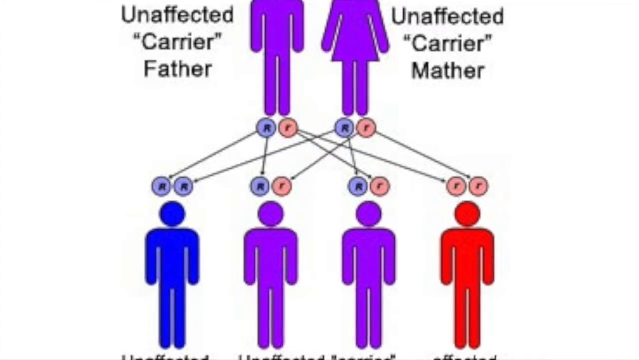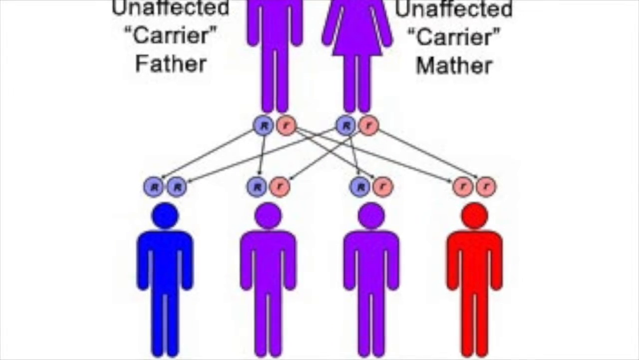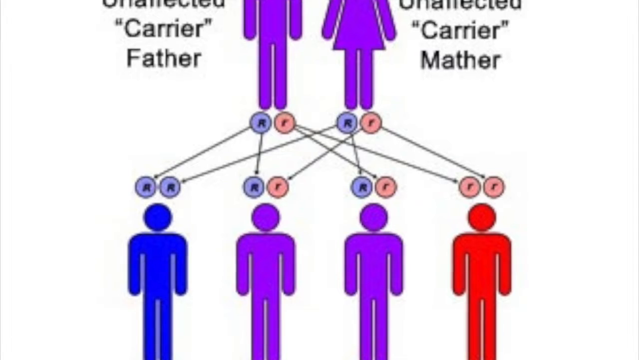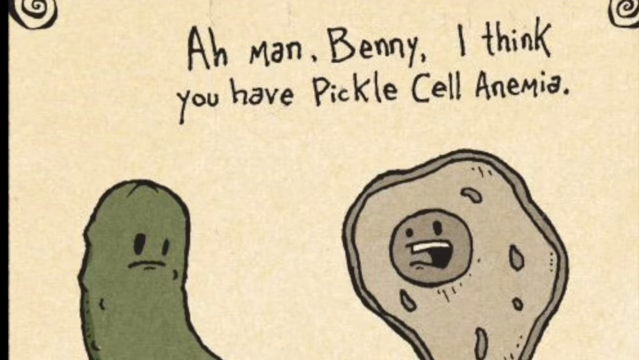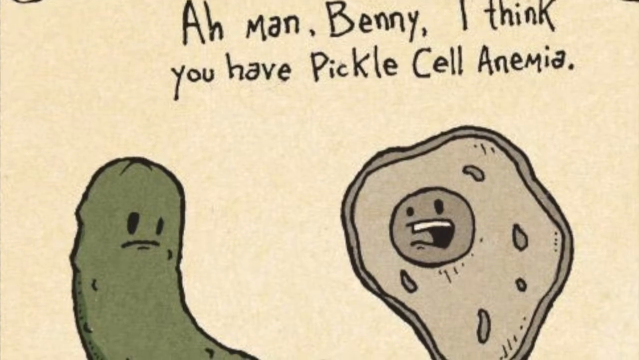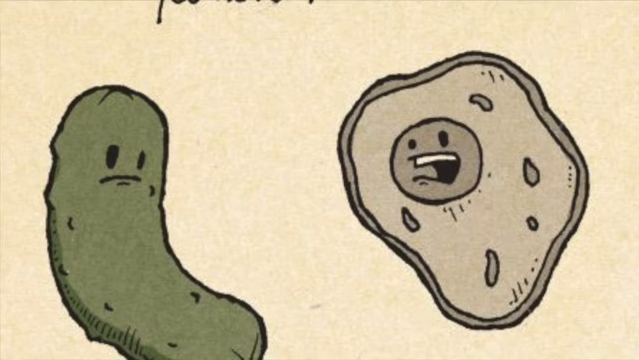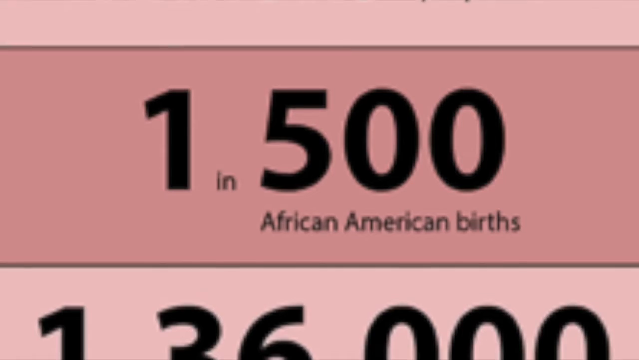If both parents are carriers, like in this situation, each child has a 50% chance of carrying the trait, a 25% chance of being unaffected, and a 25% chance of being affected by and expressing the trait. If only one parent is affected, then there is a 50% chance of a child being a carrier and a 25% chance of the child being affected. If both parents are affected, all children will be affected.